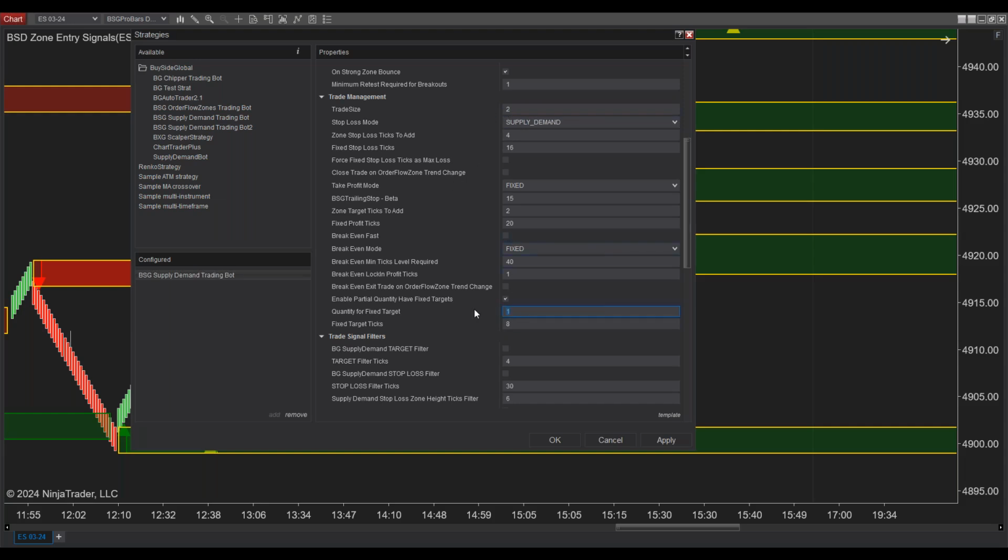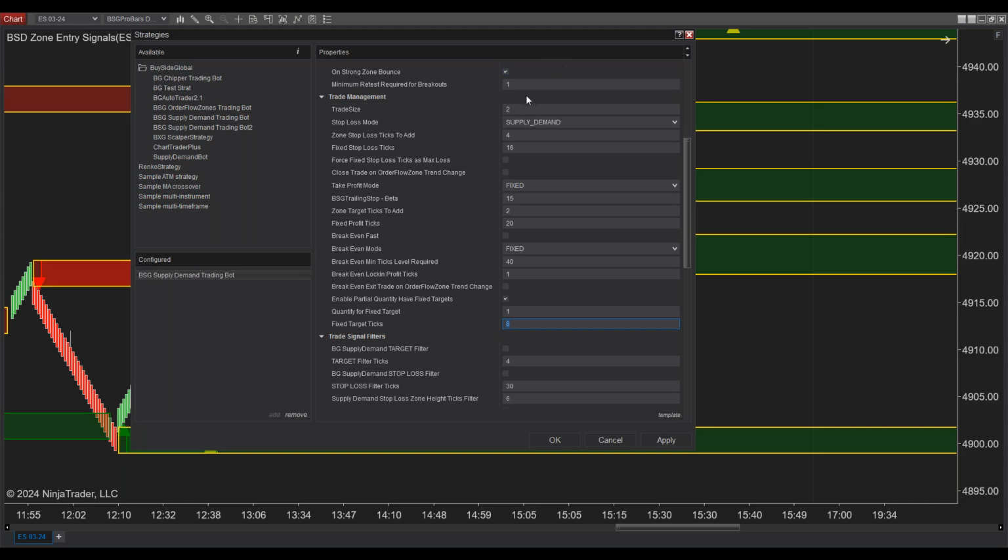Out of 2 contracts, for the first contract I just want an 8-tick fixed target. That means I want to reduce my risk on every trade by closing the first contract early with a smaller target, but still keep my stop loss at the base of the supply and demand. Do you guys get it?